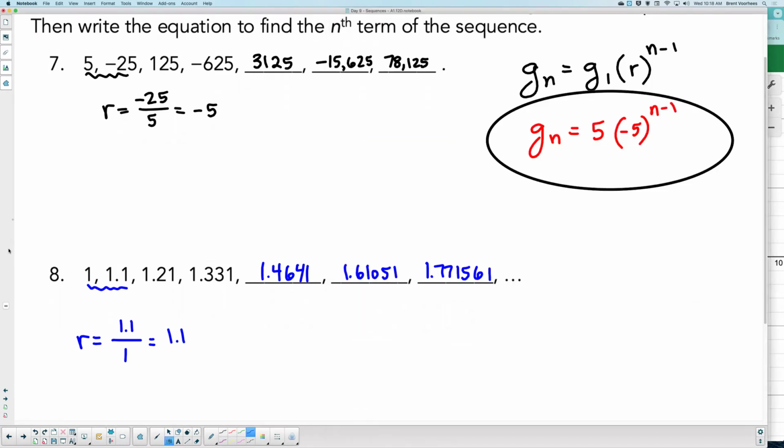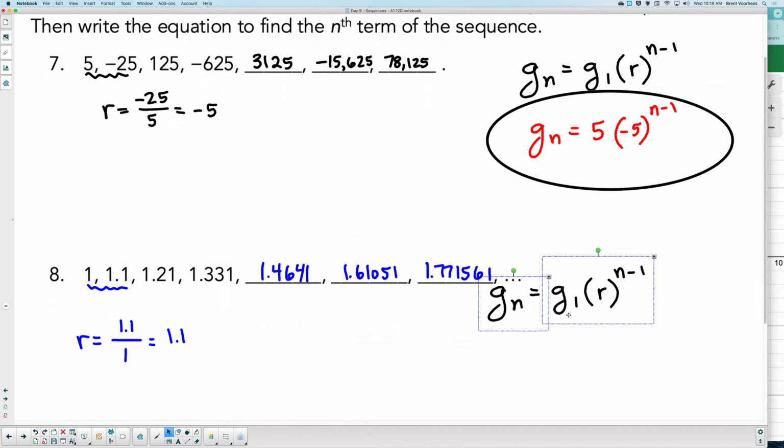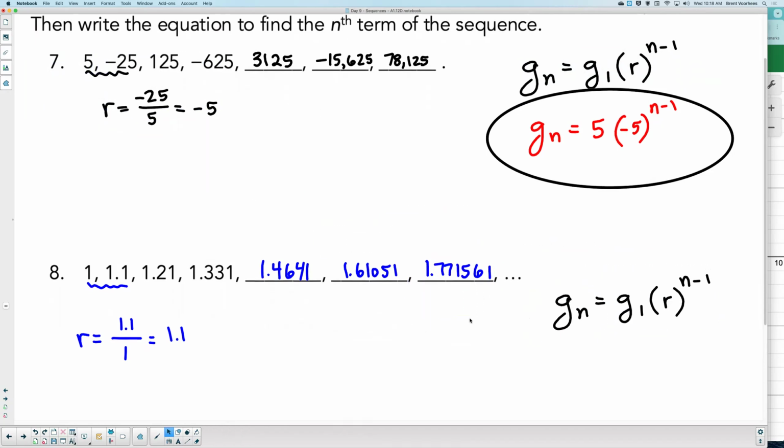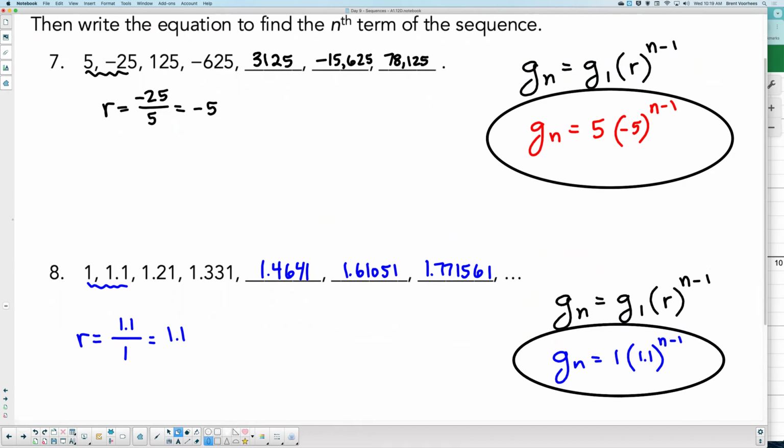Now that's the hard part on geometric: the numbers either get really big or really small fast. But the easy part is writing the equation. For geometric, you just plug it in. We just plug in our numbers. You don't have to simplify. Simplifying makes it very easy. So on our problem, what is G1? 1. What is our R? 1.1, to the power of n minus 1. There's your equation just like that.